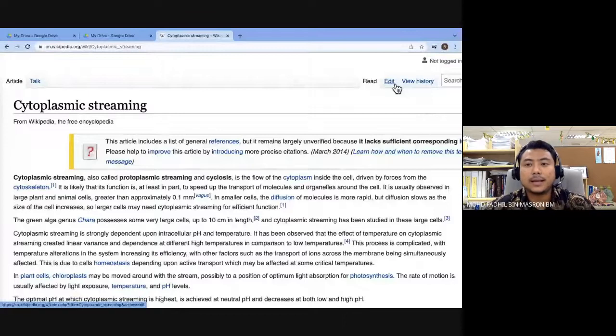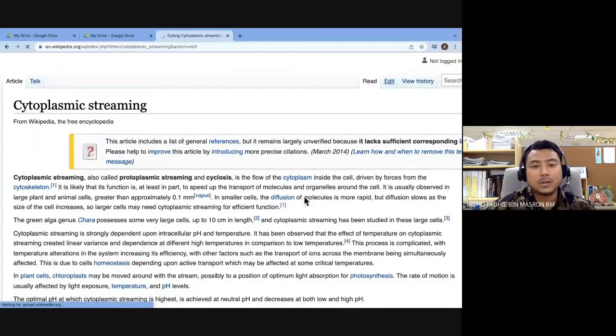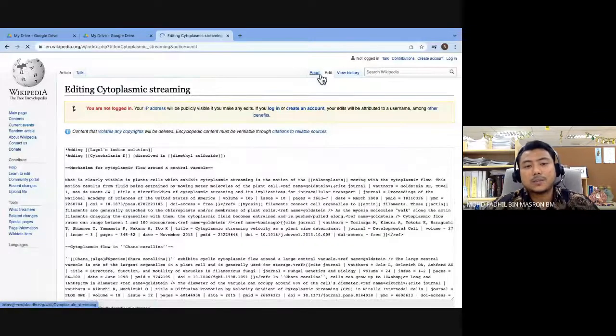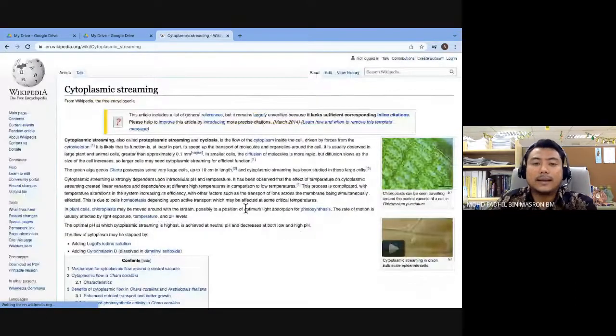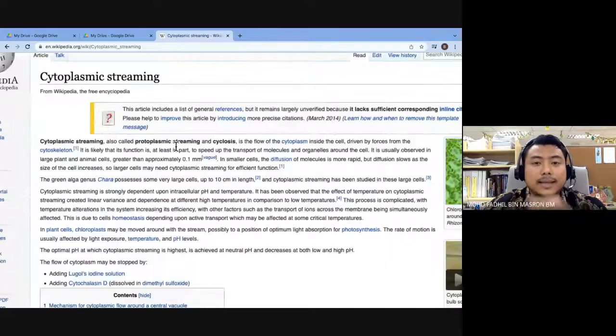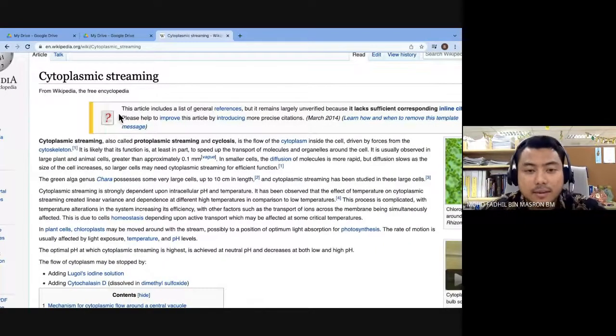So siapa yang nak boleh edit? If dia tekan edit, budak tadika pun boleh je nak edit. Faham tak? So maksudnya, okay, yeah, basically this the coding blah blah blah. So basically sesiapa sahaja pun boleh edit and alter the information. Sebab itulah Wikipedia tidak dianggap sebagai reference.